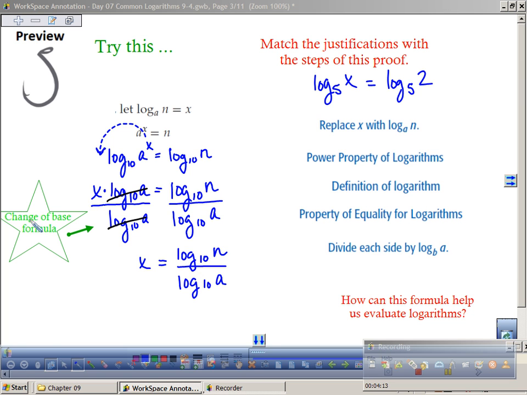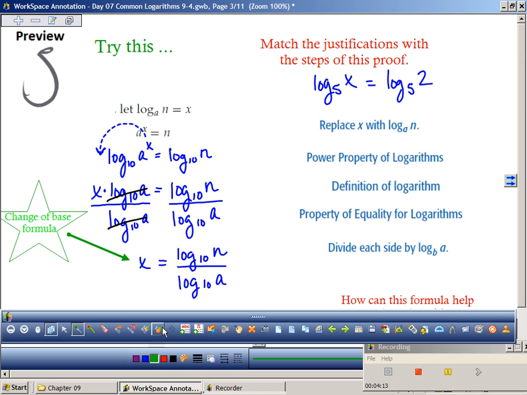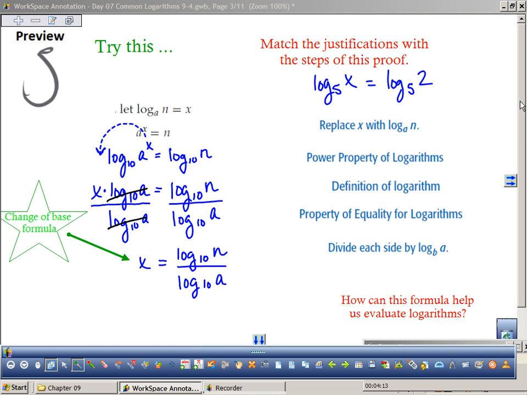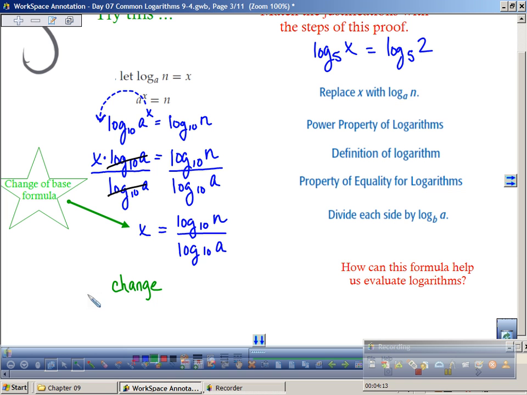Okay, so this right here is called, we'll take this little arrow right here and bring it over here. This right here is called change of base. All right, I've got a very important little example to show you. So change of base looks like a fraction, right?